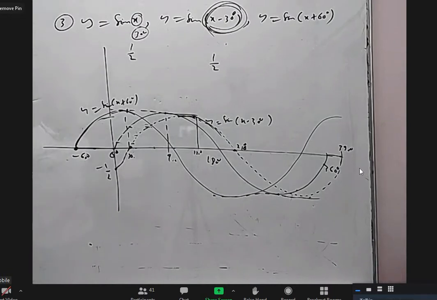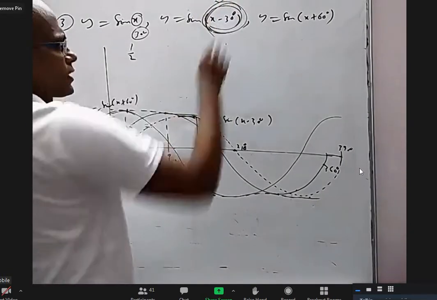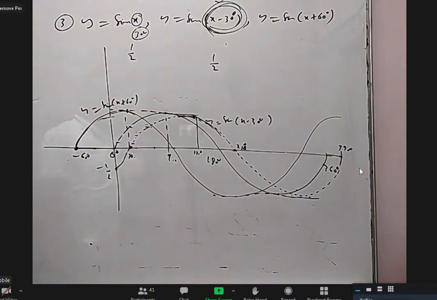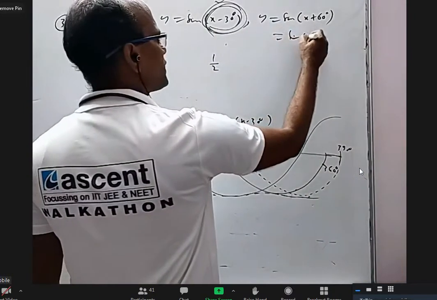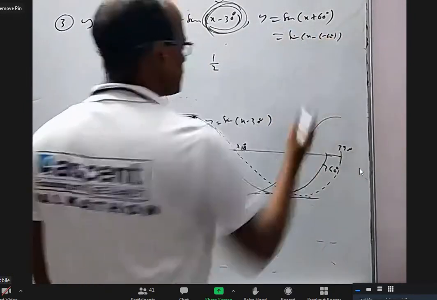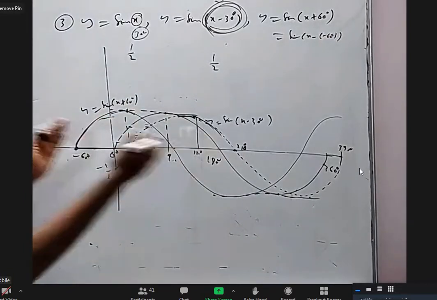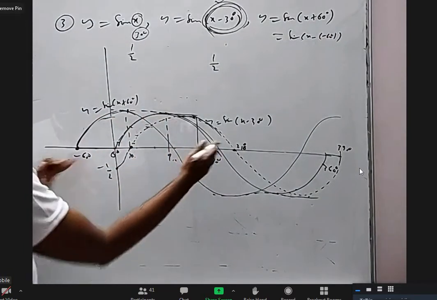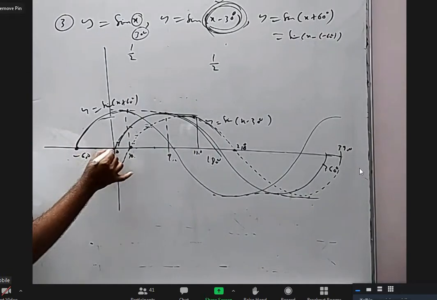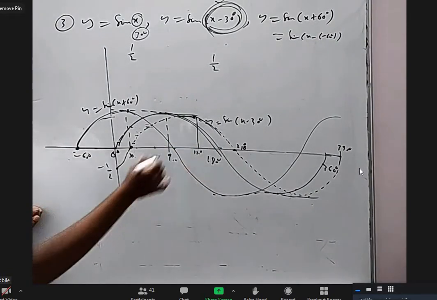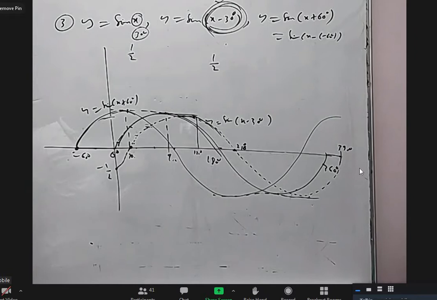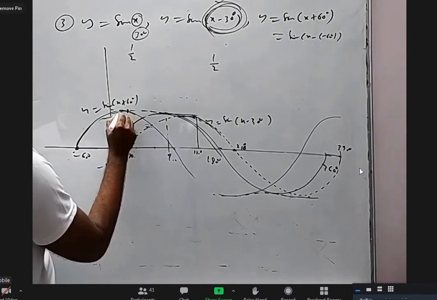Sir, once can you explain x plus 60? You understood sin x minus 30, right? Okay. This means you can write it as sin x minus minus 60 basically. Instead of moving towards right, move towards left. This is the graph of sin x. Move everything towards left by 60 degrees. This will come to 60. This will come to 120, like that. Is it okay? Yeah. So it will be like this.